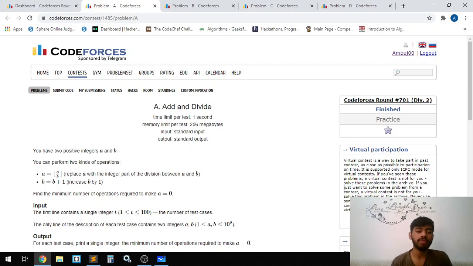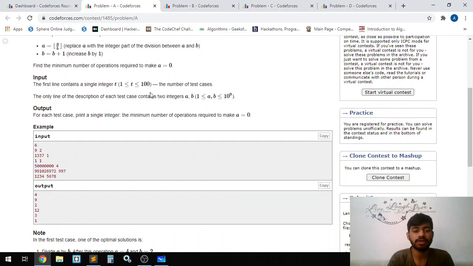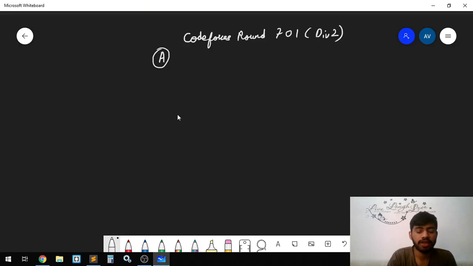Okay, so in this problem, how is the input given? There are t test cases, and for each test case two integers are given, a and b, and we just need to find the minimum number of operations. Okay, so let's see the problem and the solution.